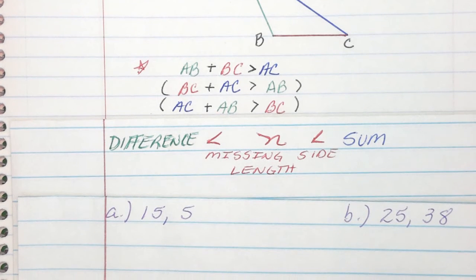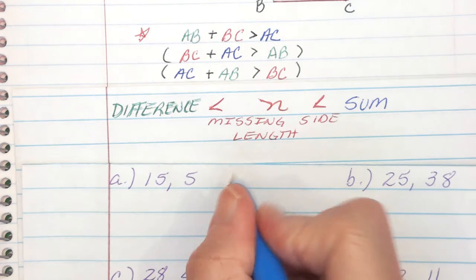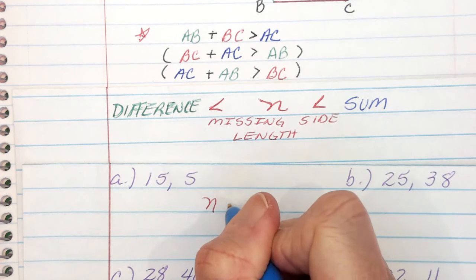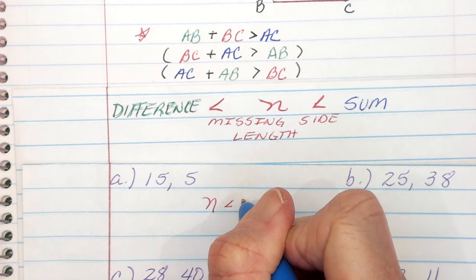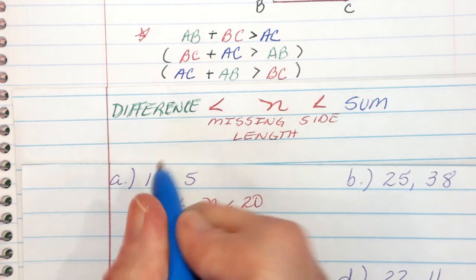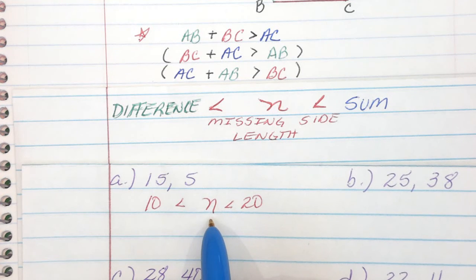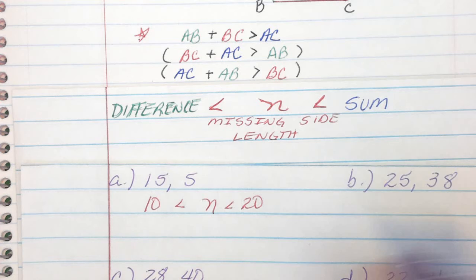So if we were going to look at 15 and 5, we would work our answer so that we're solving for n. On one side of it, we would say 15 plus 5 is 20. On the other side, we say 15 minus 5. The difference is 10. So the missing length is greater than 10 but less than 20.